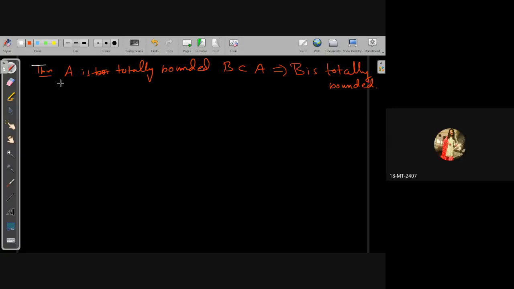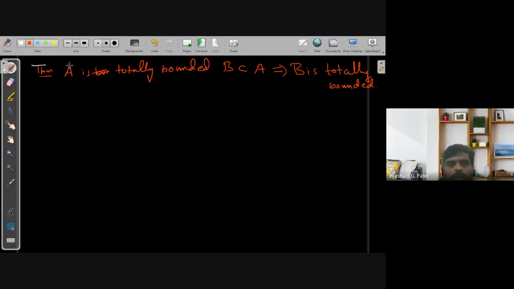Yes, sir, it is true. It is true, because those sets which cover A, the same sets will work for B. So if B is a subset of A and A is totally bounded, then B is also totally bounded.